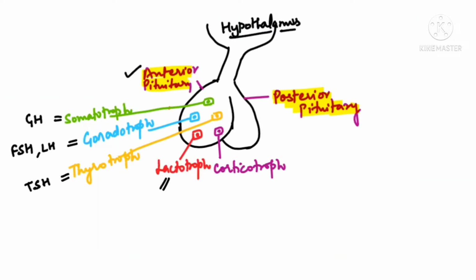Lactotroph is the one which is going to produce prolactin. And corticotroph is the cells which is going to produce adrenocorticotropic hormone. Please try to understand these are the different types of hormones which are produced by the anterior lobe of pituitary under the stimulus of the release hormone or inhibiting hormone. Is it clear? Now let me show you the NCERT line.